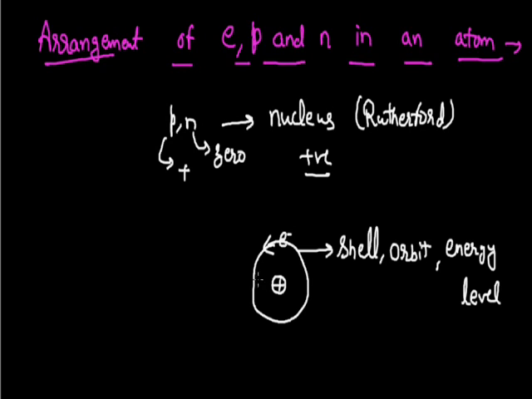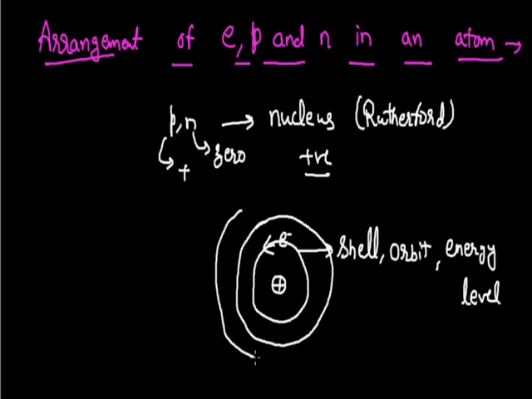In an atom, for the distribution of electrons, a lot of circular paths are there where the electrons can be arranged, and to differentiate these circular paths from each other, they are designated by different symbols. The nearest circular path or the nearest shell to the nucleus is designated by the alphabet K.